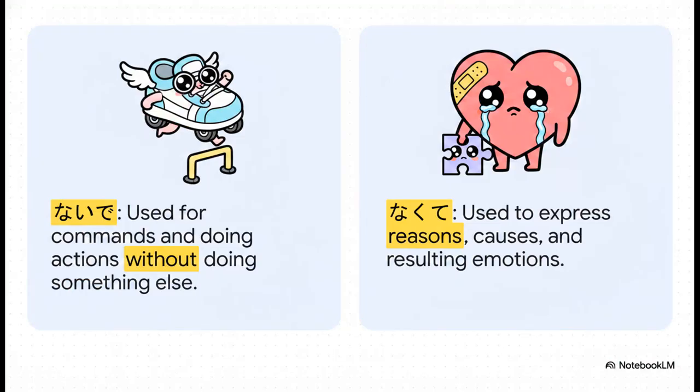On the left side, we have naide. As we just learned, this is an action sequence. You use it for commands, requests, or doing one action without doing another. It is all about behavior. Now, on the right side, we have nakute. This is entirely about cause and effect relationships and states of being. You're going to use nakute to express a reason, a cause, or an emotion that results directly from something not happening.